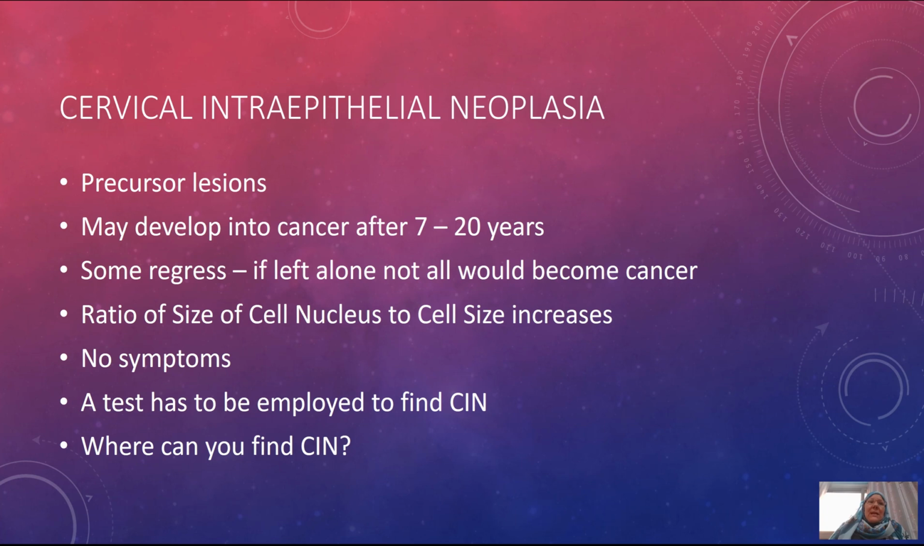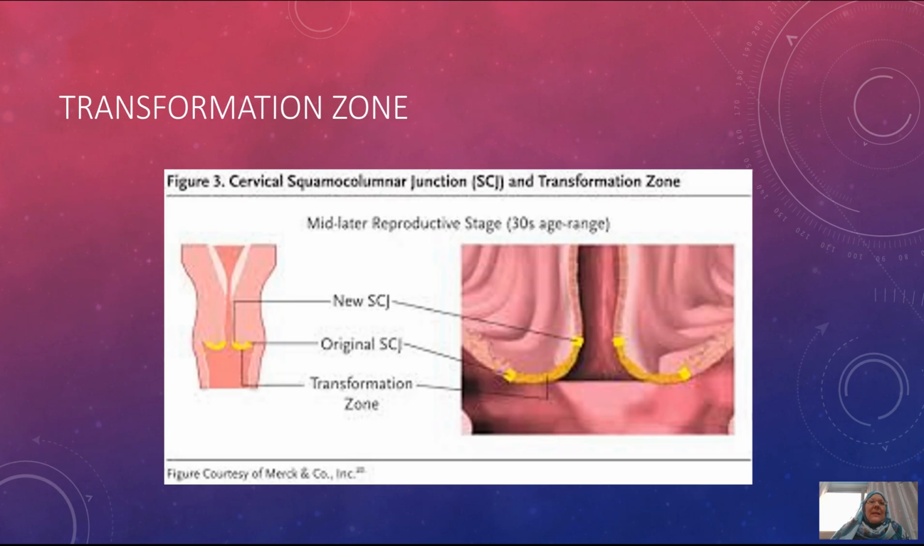What I want to ask you: a test has to be employed to find CIN. You can't usually see it with your naked eye on the cervix. But where would you test for CIN? Where would you find CIN? As you probably all thought to yourself, you can find CIN in the transformation zone.